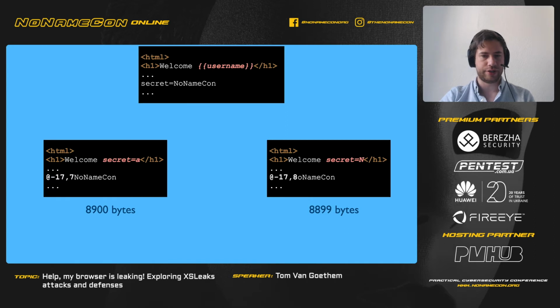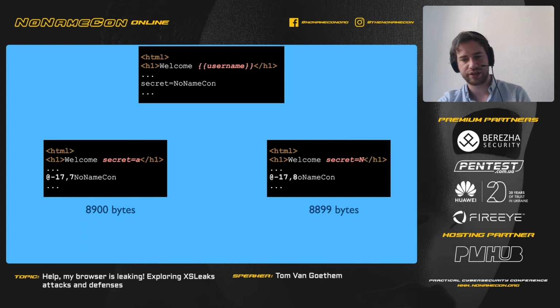And this means we can start guessing character by character. So first we have secret equals A, which is not a valid guess, so the response size will be 1 byte less than if it would be a correct guess.